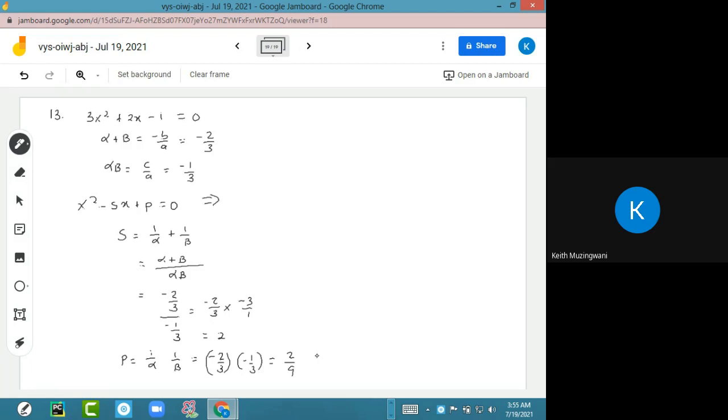So go back here and say x squared minus the sum is 2x, and the product is 2 over 9, is equal to 0. If they demand integer coefficients, you multiply everything by 9, so that you get 9x squared minus 18x plus 2 is equal to 0. This is the equation that they are demanding, and we have given them. It's here.